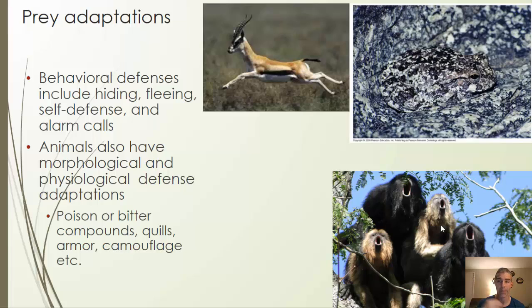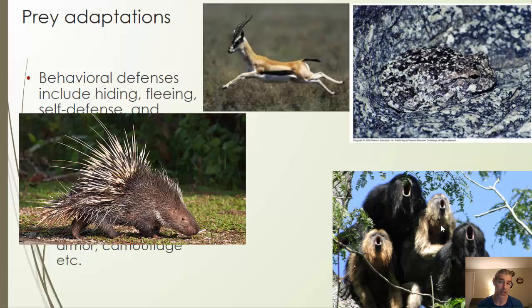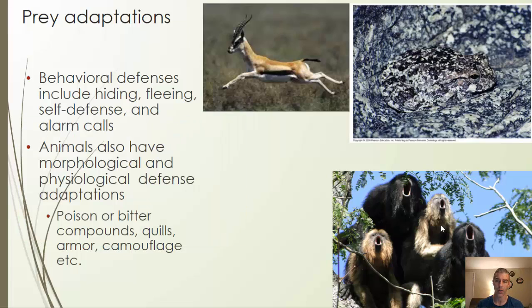So bitterness and unpalatability, it doesn't taste good, on top of poison. Having quills, like a porcupine. Porcupines aren't predators, though they will eat animals, but their adaptations are more for not being eaten.